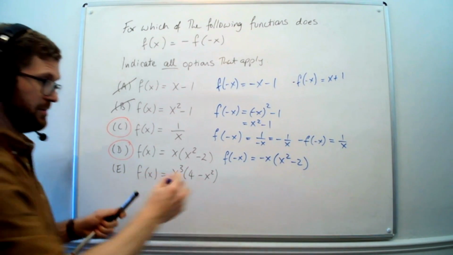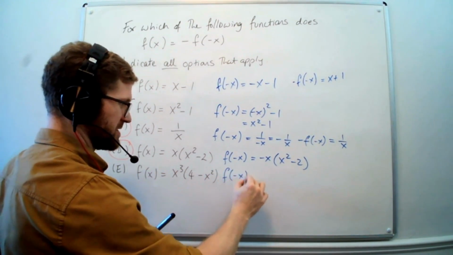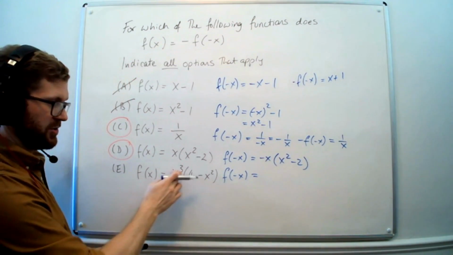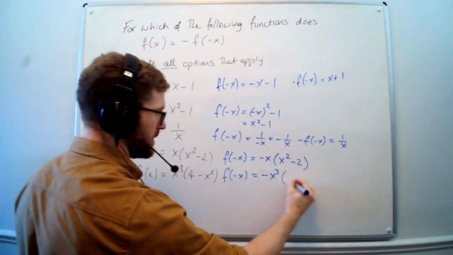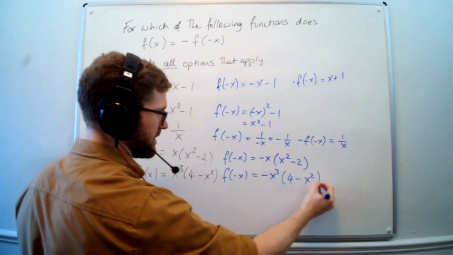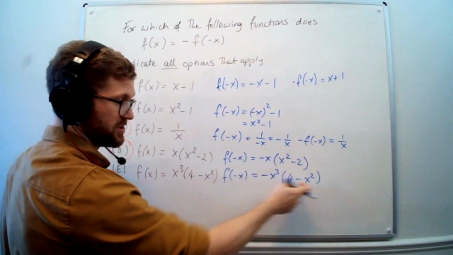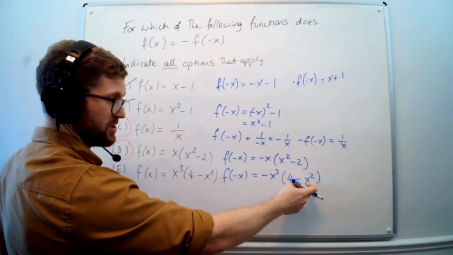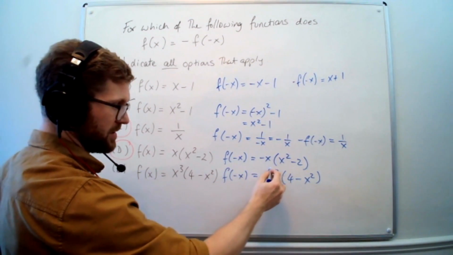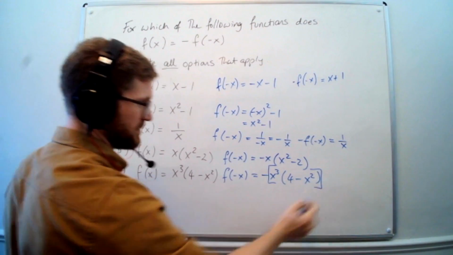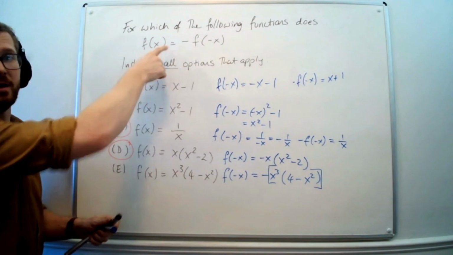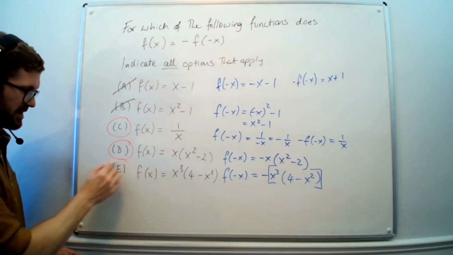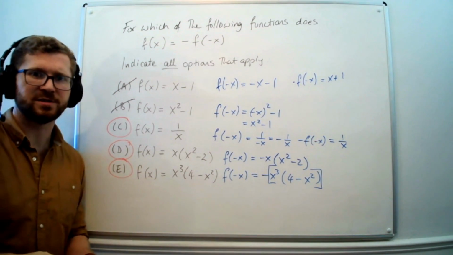All right, last one. Got to put f of minus x in. X cubed, odd power. So that's going to be minus x cubed multiplied by 4 minus x squared, even power. So I just get what I started with. That doesn't change. And so again, I've got minus 1 times what I started with. And so E does follow the rule that we were asked to find, and so E is one of our answer choices as well.